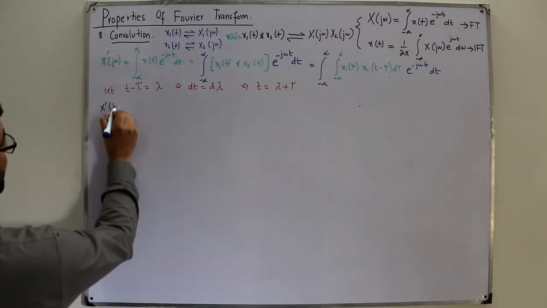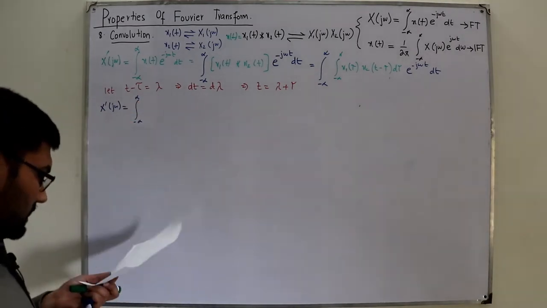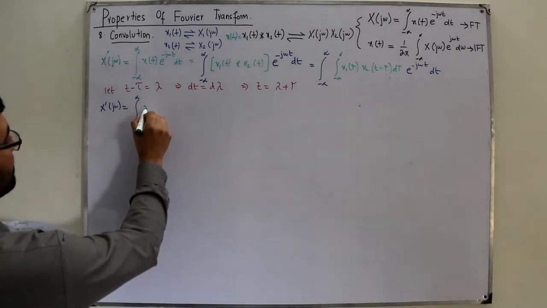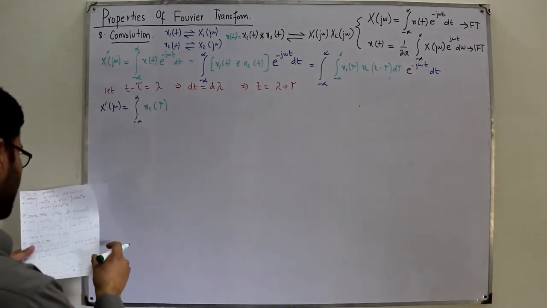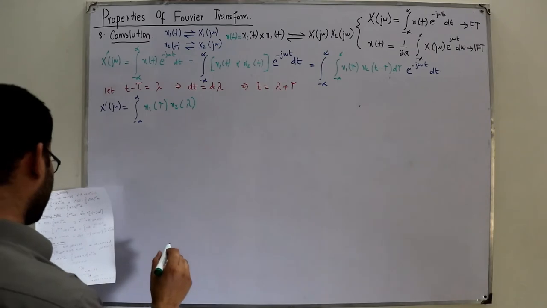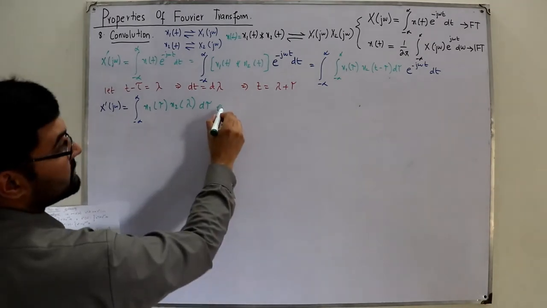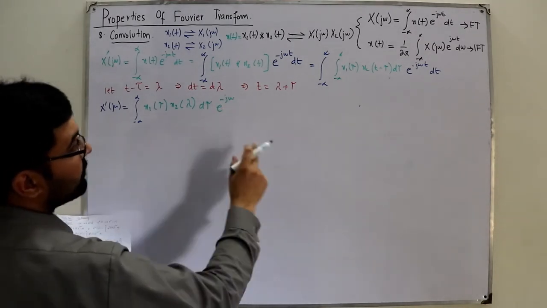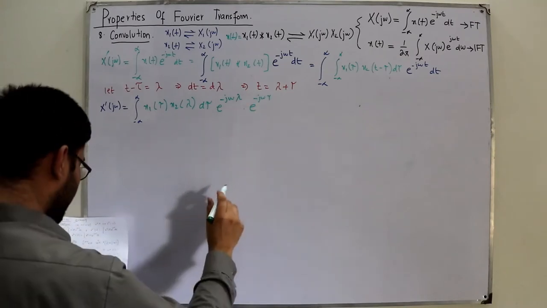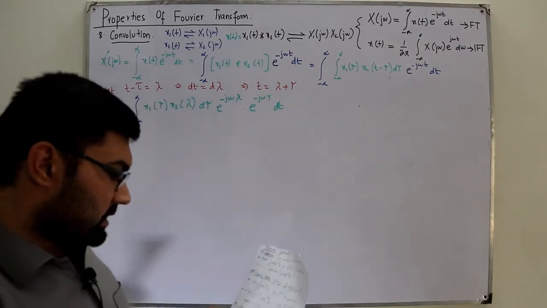What do I have? X dash of j omega equals the integral from negative infinity to positive infinity of x1 of tau, then x2 of lambda, d tau, and in the exponential function, you have exponential of negative j omega, and for t you have lambda plus tau. So you have a lambda over here, and exponential of negative j omega tau over here. I have split the integration, and then you have dt, and isn't that fine? It is.